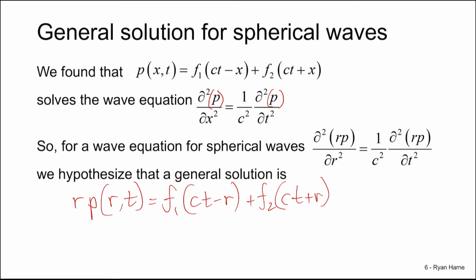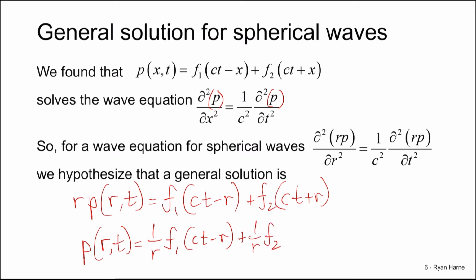So if we then divide both sides of this equation by r, that means our general solution in r and t for acoustic pressure is 1 on r f1 of ct minus r plus 1 on r f2 of ct plus r.